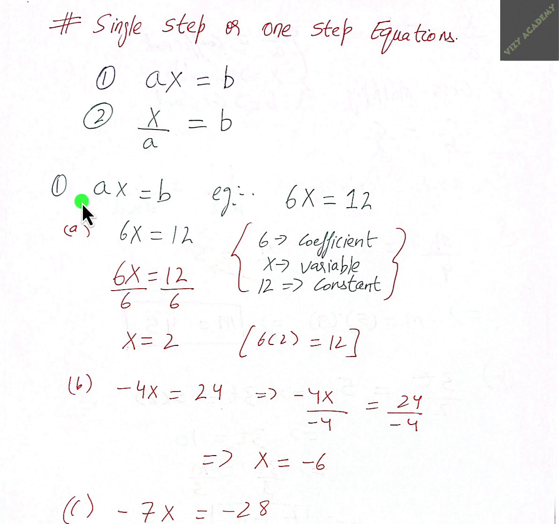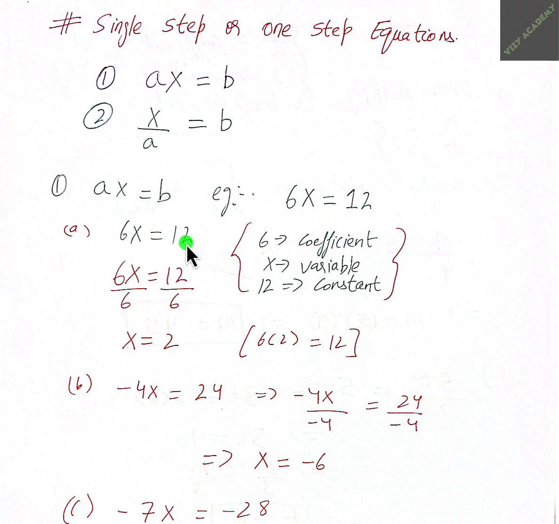So let us start with the first type of single step equation, which is in the form of Ax equal to b. Now why do we call it an equation? Because Ax is an expression and b is a second expression and both are equal to each other. So the example of it will be 6x equal to 12. Here 6 is the coefficient, x is the variable and 12 is the constant. So let us solve it and find the value of x.